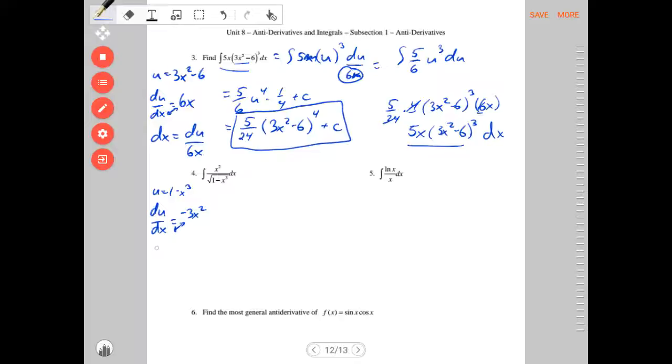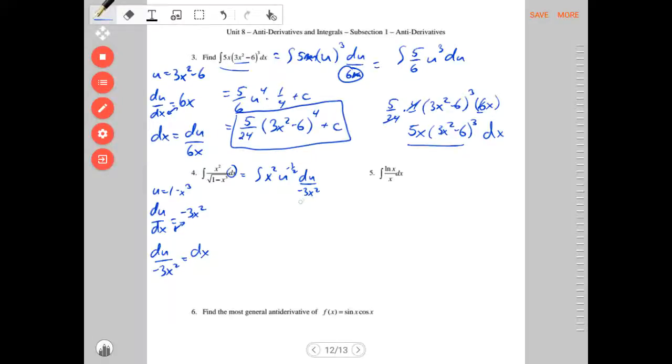Okay, so we always switch those. So du over negative 3x squared equals dx. Okay, so then this becomes the integral of x squared u to the 1/2 on the bottom there, right? Actually, we should spin that up, because he's a square root on the bottom, I should just write him as x squared u to the negative 1/2, right? Square root on the bottom is a negative 1/2, okay? And then dx equals du over negative 3x squared.